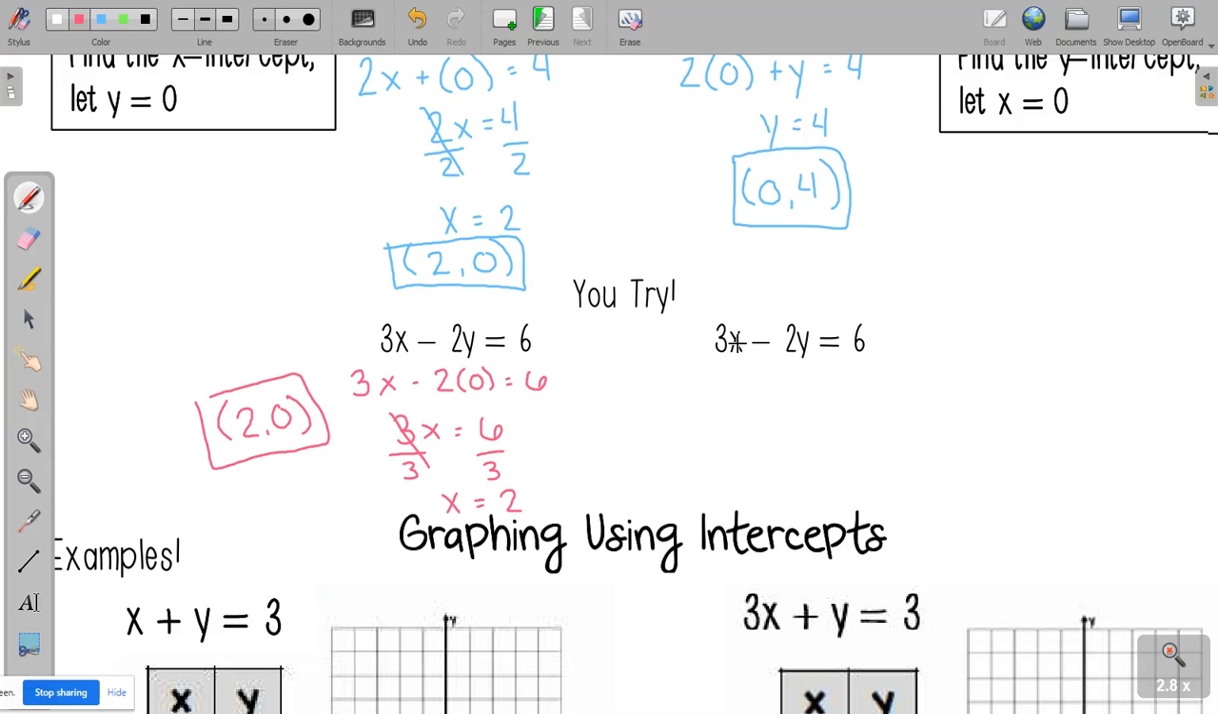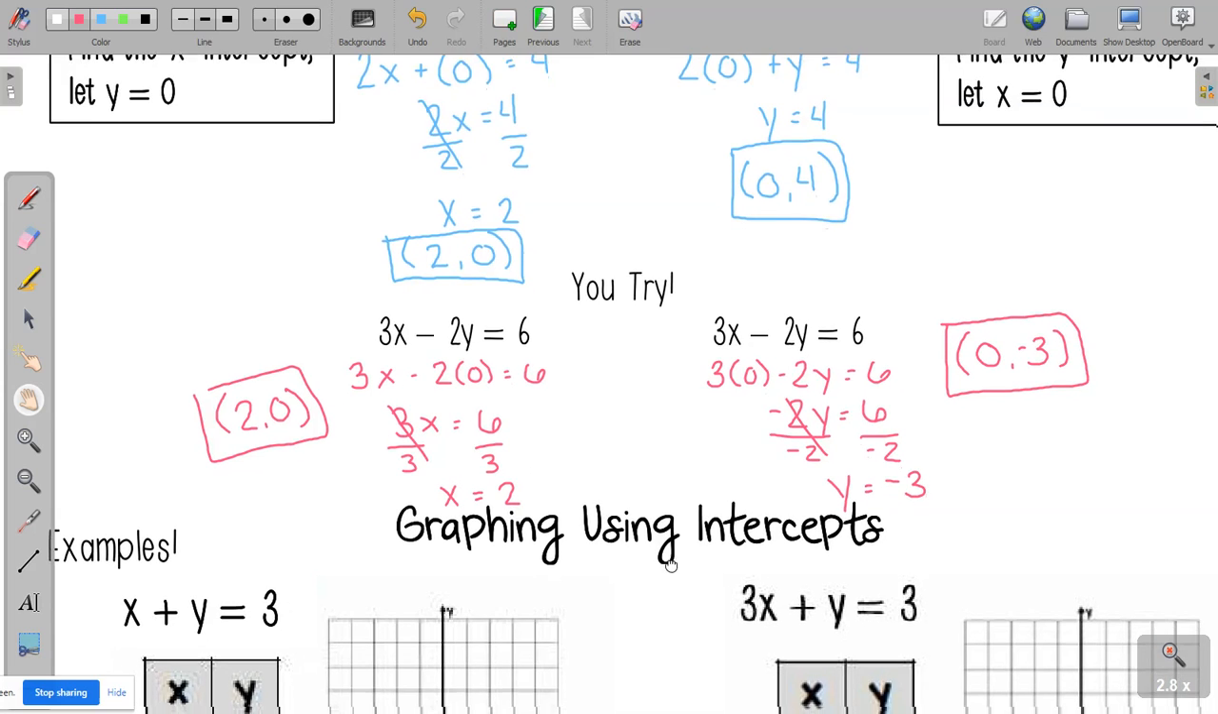Our y-intercept, we're going to do the same thing, but substitute 0 in for x. And solve for your y. 3 times 0 is 0, so we get negative 2y equaling 6. Divide both sides by negative 2. You get y to equal negative 3. So then we have the point 0, negative 3 as our y-intercept.